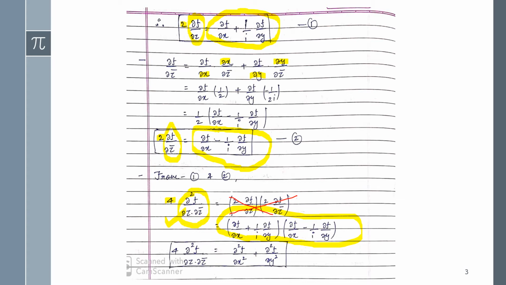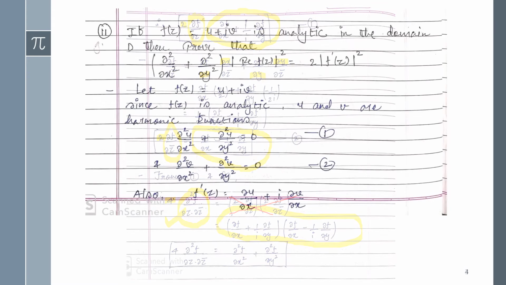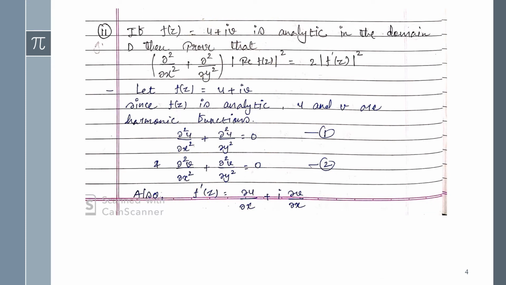Now moving forward to the next example, and here I have written the 11th example, and the question is: if f of z equals u plus iv is analytic in the domain D, then prove that del square upon del x square plus del square upon del y square of the mod of the real part of f of z whole square equals 2 into the mod of f dash of z whole square. Okay, so again we will do it with the same procedure as the 10th example.